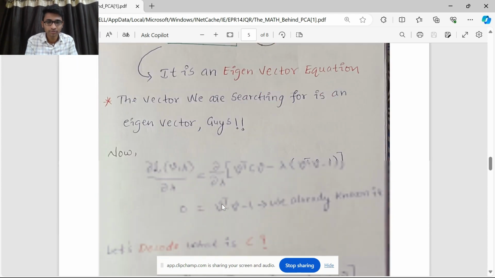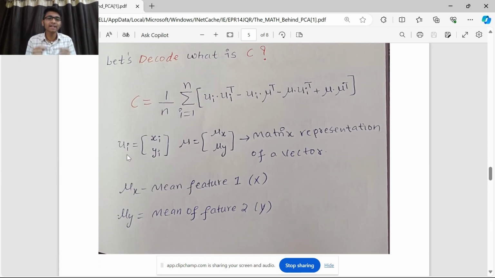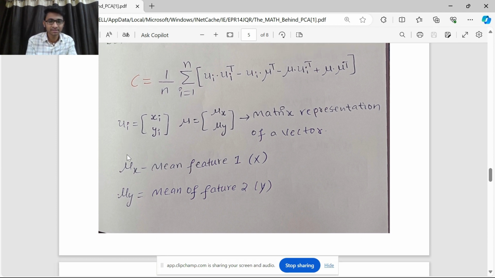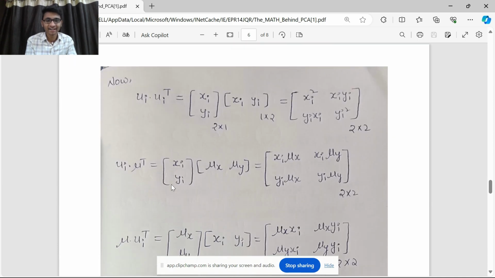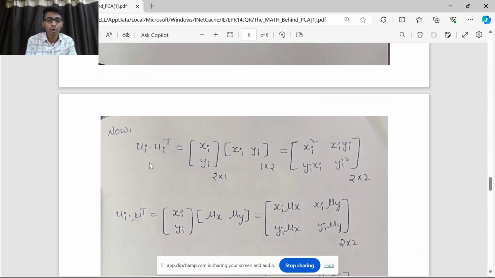See, this is our C that I have written. And what is this? Our vector, which I have written in matrix format, xi and yi. And mu is our mean along the x direction, the mean of feature 1 and feature 2, in mu x, mu y matrix representation. I hope you understood this. I am computing each and every part of this equation of C step by step. Mu i into mu transpose is nothing but matrix multiplication, very simple. The first vector xi is multiplied with the column.